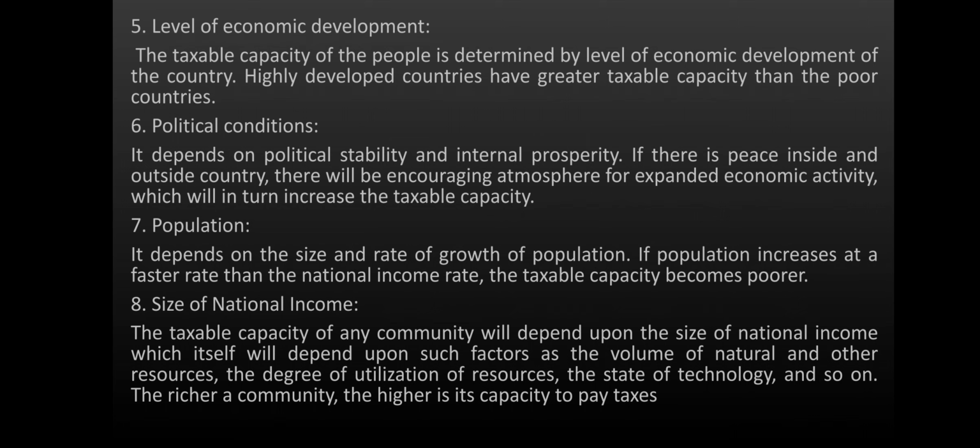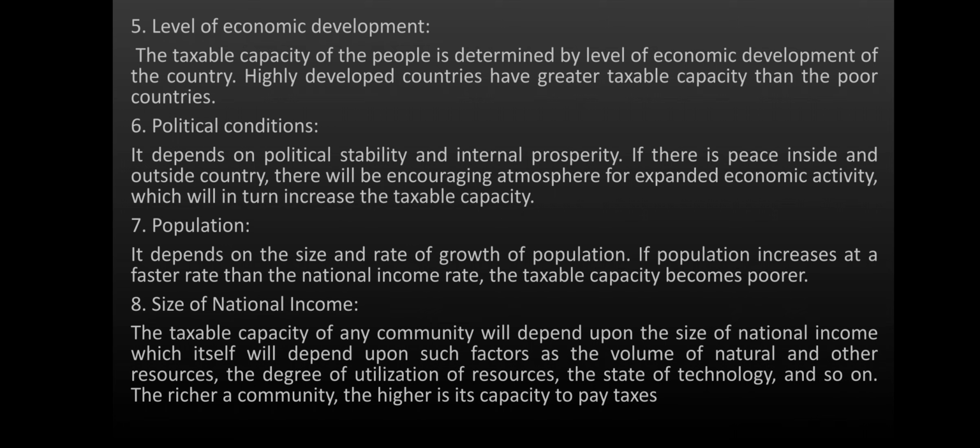The next factor of taxable capacity is the country's economic development. More highly developed and advanced countries will have more taxable capacity, as the citizens will have high per capita income and they will have more taxable capacity. Lesser developed countries will have less taxable capacity.